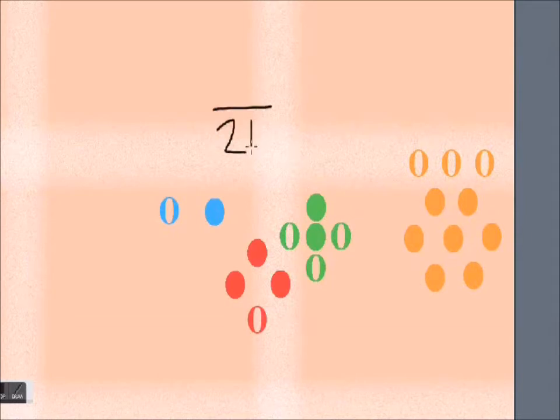That's going to be our denominator. Let's start by counting the blanks since there are fewer of them. 1, 2, 3, 4, 5, 6, 7, 8. 8 of the circles are blank.